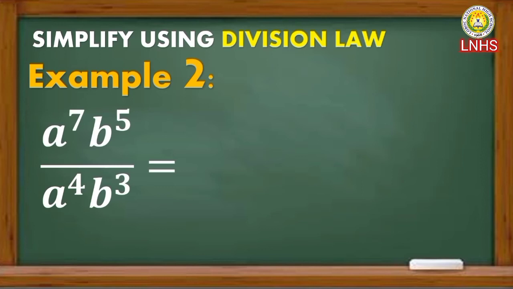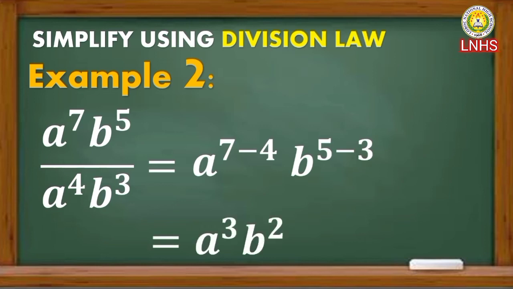Example number 2. a raised to the power of 7 times b raised to the power of 5 over a raised to the power of 4 times b raised to the power of 3. Again, subtract the exponents. So it will become a raised to the power of 7 minus 4 times b raised to the power of 5 minus 3. So the answer is a cubed times b squared.